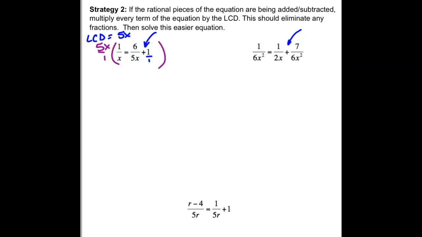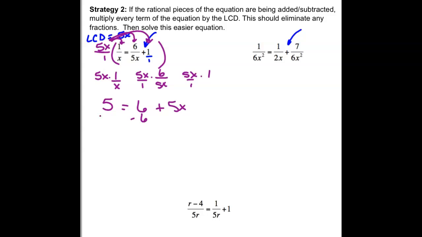Now I put a 1 under that so we can see numerators versus denominators. So when I go and distribute this, I'm taking 5x times 1 divided by x. Those x's are going to cancel each other out and leave me just a 5. When I distribute it to the next piece, again, I'm taking 5x times 6 divided by 5x. Now the whole 5x is going to cancel out and leave me with just a 6. When I distribute it to that final term, which is just a 1, I'm taking 5x times a 1, and I get a 5x. So again, I've turned this into an equation that's very basic, easy to solve.